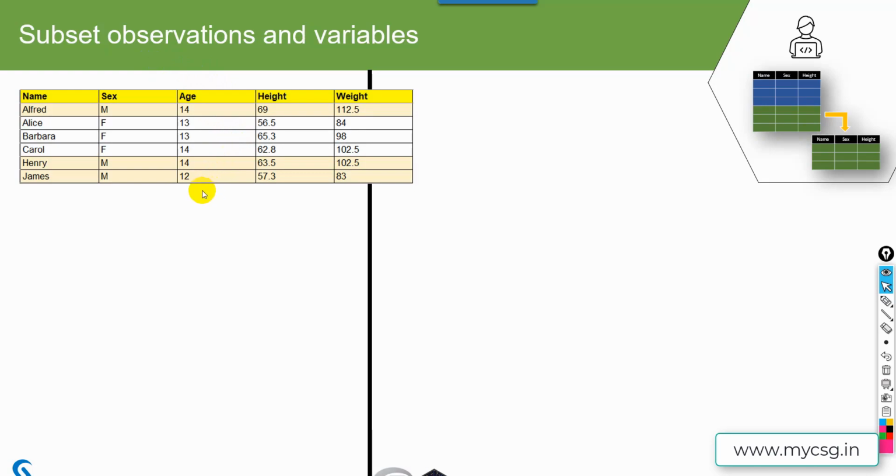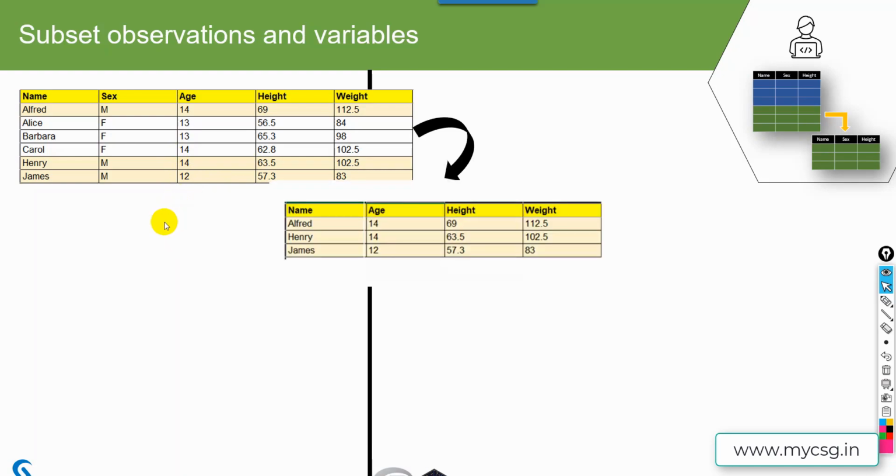So let's say we have this input dataset which has 6 rows and 5 variables: name, sex, age, height and weight. Of these 6 observations, there are 3 females and 3 male students, from which we want to subset only male student observations. We are not interested in the sex variable because this subset is only for males, so we do not want to keep the sex variable in the output dataset.